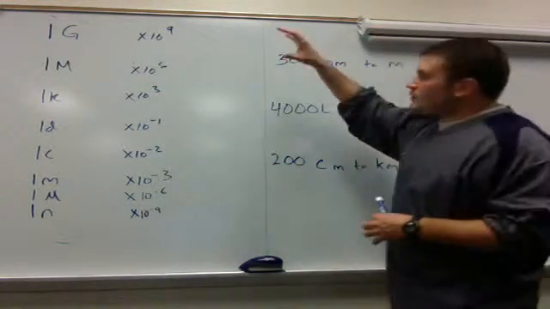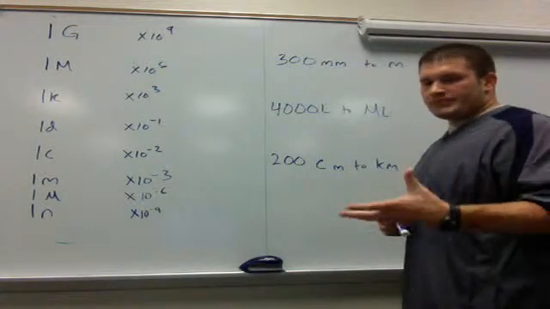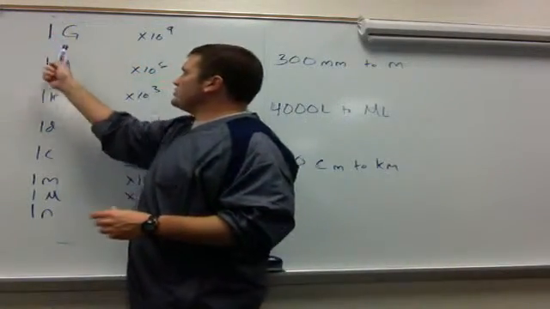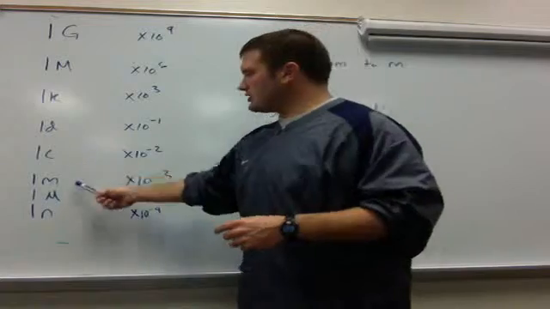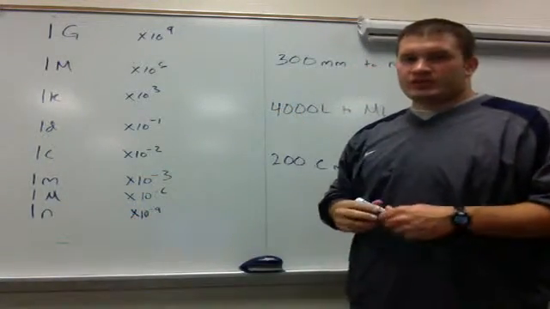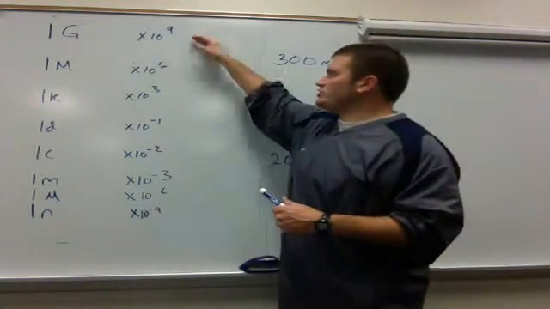Now, this is the main part of our table from yesterday that we filled in. Remember, in the prefix column we had G's, M's, K's, D's, C's, M's, Mu's, and N's. Those are prefixes. Each prefix corresponds to a certain scientific notation, a certain power of 10.